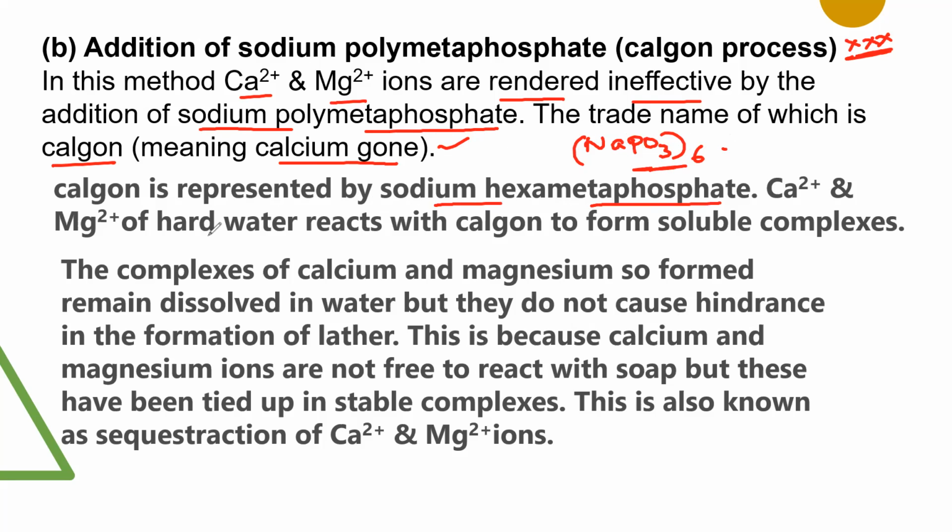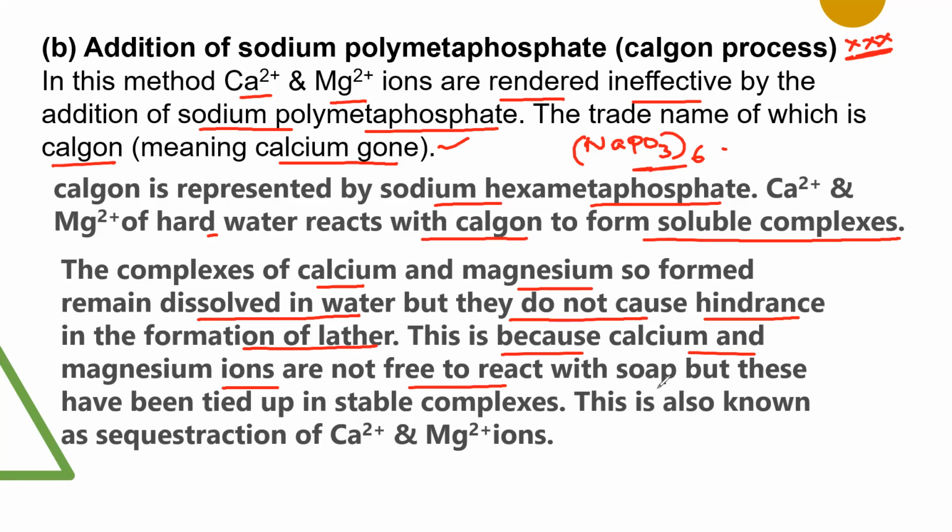Calcium and magnesium ions of hard water react with Calgon to form soluble complexes. The complexes of calcium and magnesium so formed remain dissolved in water, but they do not hinder the formation of lather. This is because calcium and magnesium ions are not free to react with soap, but have been tied up in stable complexes. This is also known as sequestration of calcium and magnesium ions.